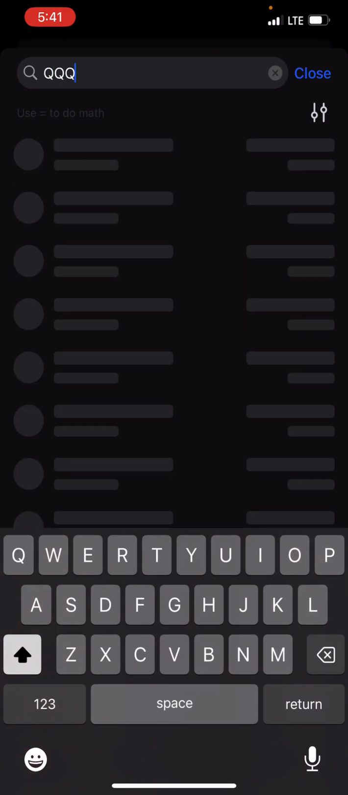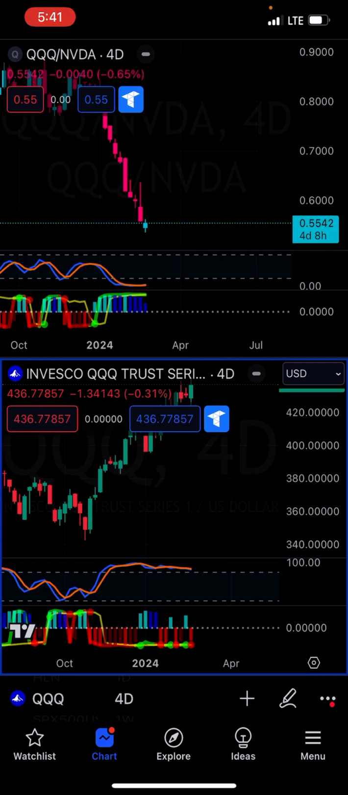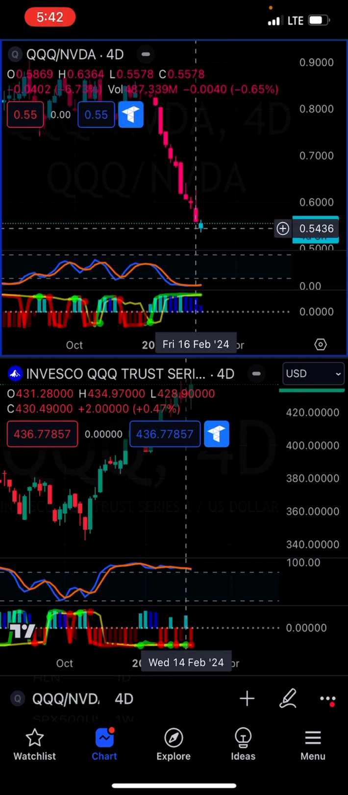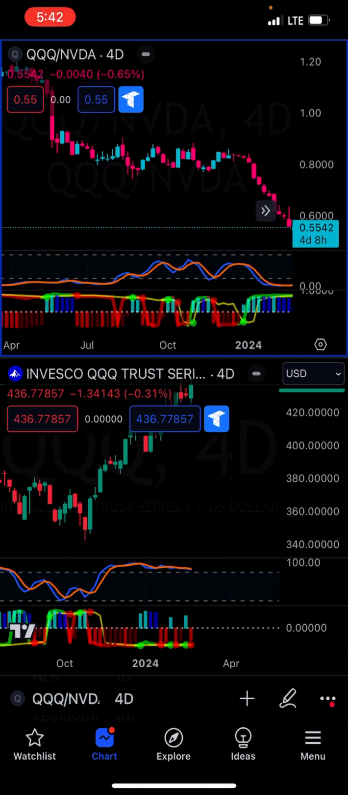Let me see if I can clear up QQQ. There you go. So the top chart is essentially QQQ divided by NVDA. And what I noticed is that whenever we have a close above the 4-day candle's open on the bear side, you have a nice, distinguishable top, right?